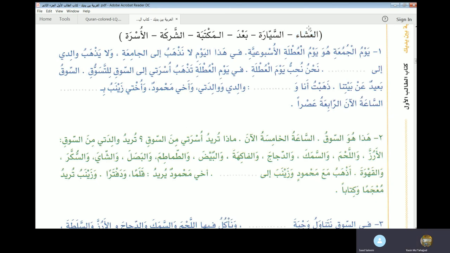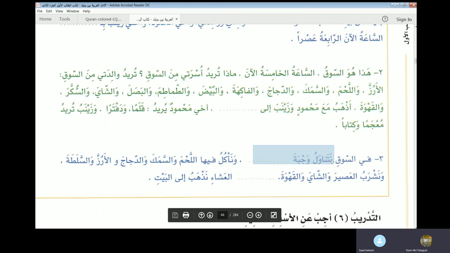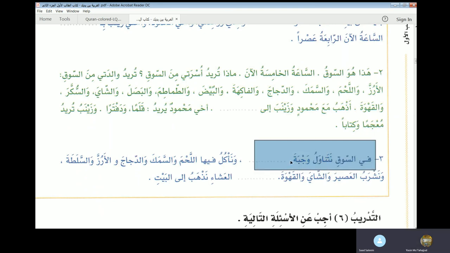Okay. So look here. We have fatha on the ayn, this means dinner. If on the ayn we have kasra, then this means the Isha prayer. But here we have fatha on ayn, so this means that this is dinner. And natanawalu: na means we, and tanawalu means eat. We eat. Okay. We eat dinner.